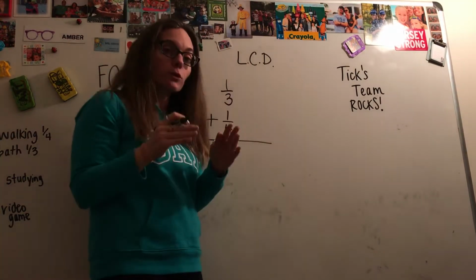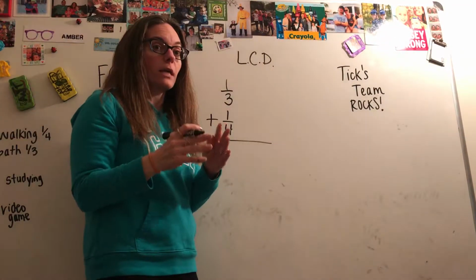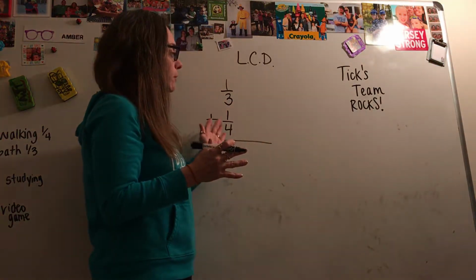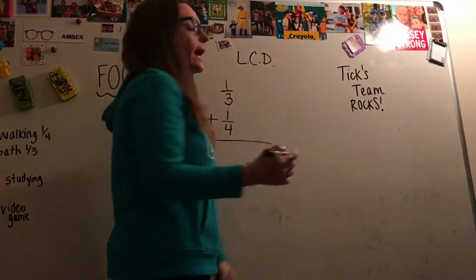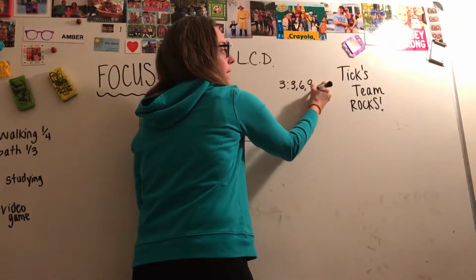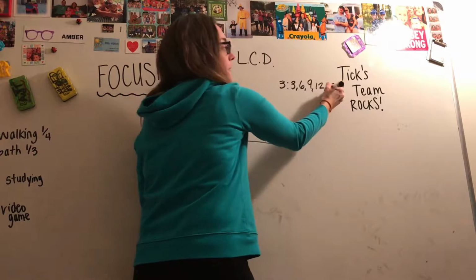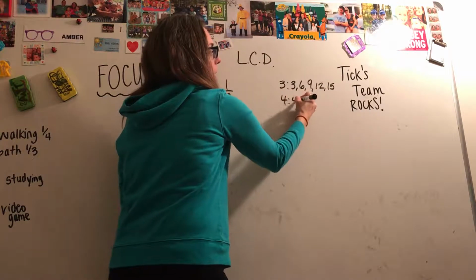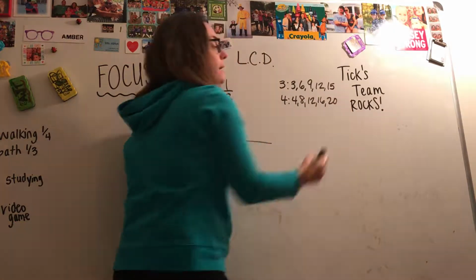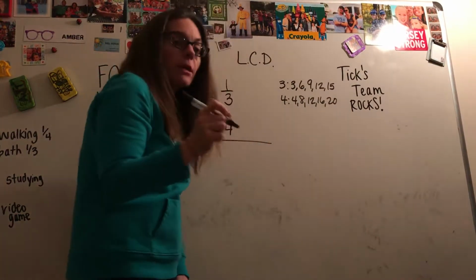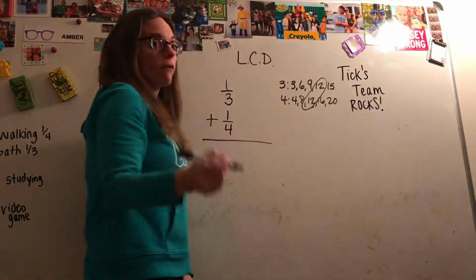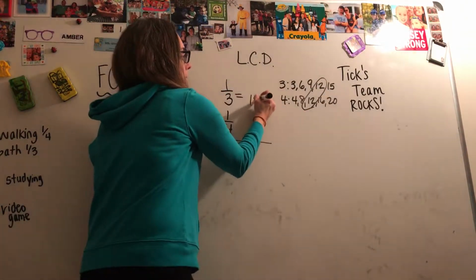Now you have your multiple sheet that you should have been studying this week, and you could use it with you today, so you can look up the multiples of 3 and 4. I'm going to ask you to help me list them here. 3, 6, 9, 12, 15. Now 4, 8, 12, 16, 20. I'm going to look for the least common number. When I look for the least common number, I notice that that is 12. Hopefully you agree with me.